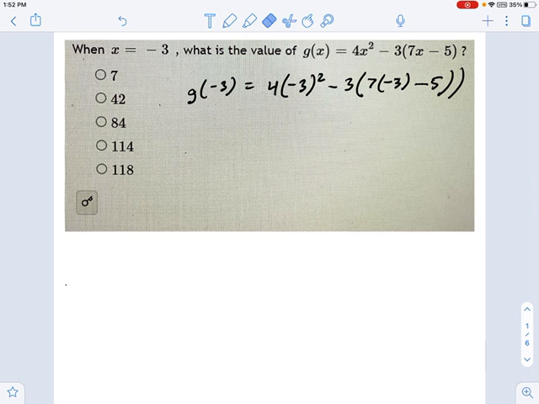Okay, too many parentheses. So there we go. I've rewritten g of x with all the x's replaced by negative 3's. Now we just need to sort out what's happening with all the negative signs and the parentheses and so on.